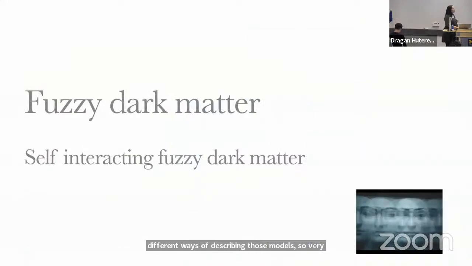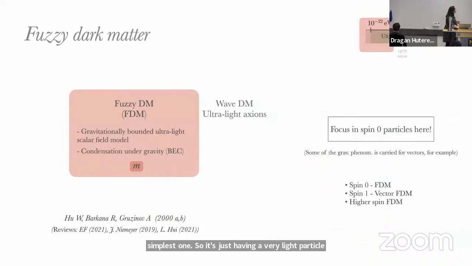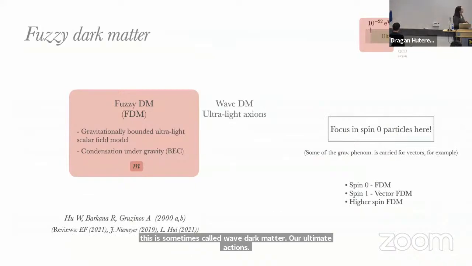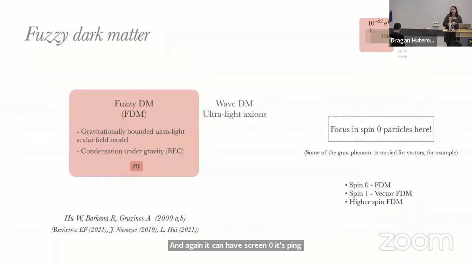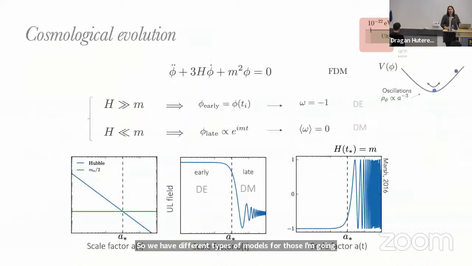So let's talk a little bit about fuzzy dark matter, which is the simplest one. It's just a very light particle under gravity, and we see what the observational signatures of this model are. This is sometimes called wave dark matter or ultralight axions. Again, it can have spin zero, spin one, or even higher spin, so we have different types of models for those. I'm going to focus on spin zero here because this is the most well-constrained model.